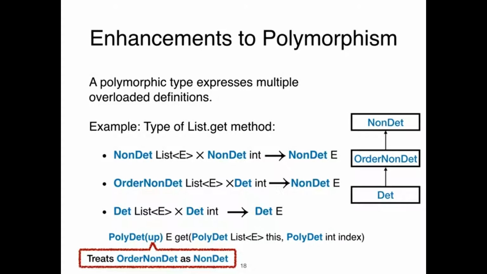The polymorphic type, however, cannot precisely express the fact that accessing an element from an order-nondet list returns a nondet element. To express this fact, we introduce a polymorphic variant, polydet up, that is similar to polydet except that it treats order-nondet as nondet. Up is indicative of the subtyping relationship of order-nondet to nondet. We also define 6 other variants of polydet, and you can find more details in our paper.